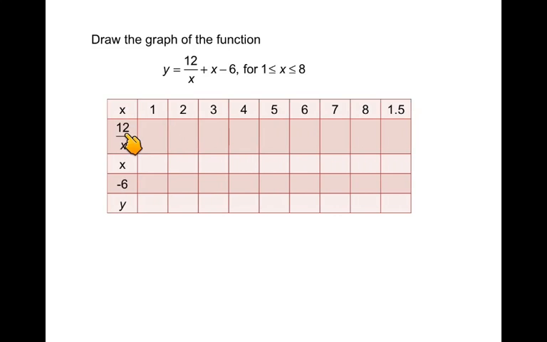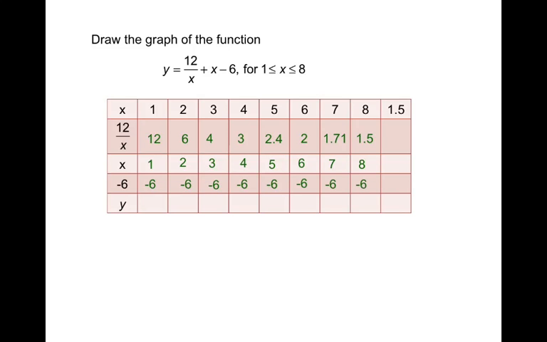So if we take 1 and we do 12 divided by 1, we should have 12 here. 12 divided by 2 will give me 6, by 3, 4, by 4, 3, and then 2.4, 2. 7 will be a bit interesting, 1.71. 8 will be 1.5, and 1.5 I haven't done. I will talk about 1.5 in a minute. This next row will just be x's, so it's 1, 2, 3, 4, 5, 6, 7, 8, and then this will just be a row of minus 6.